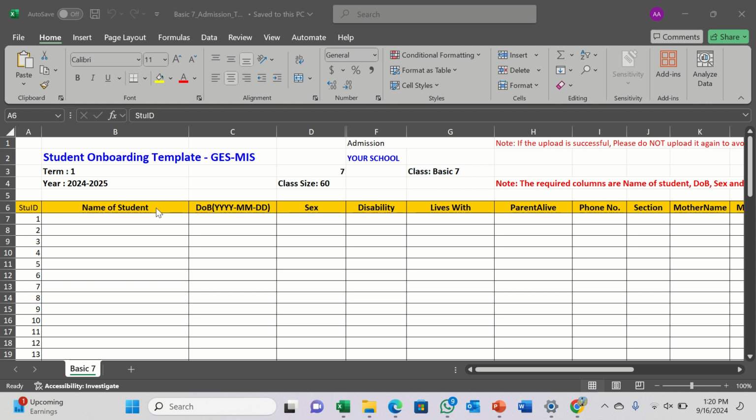So we obviously need their date of birth, but this way is going to be year, month, and day. Then their gender, disability, if they have any disability, we include it. The person they are living with, whether their mother, father, brother, uncle, grandmother, grandfather. Then the next one is if their parent is alive. And the phone number of the parent that is alive, the mother, the father, and their number.